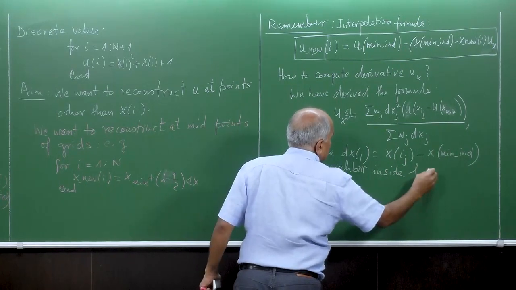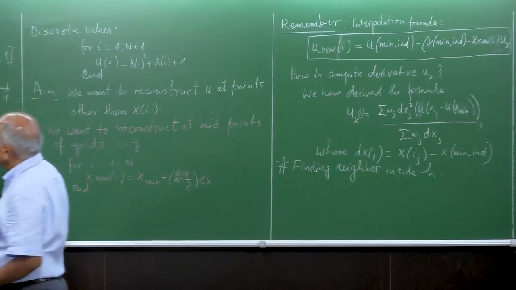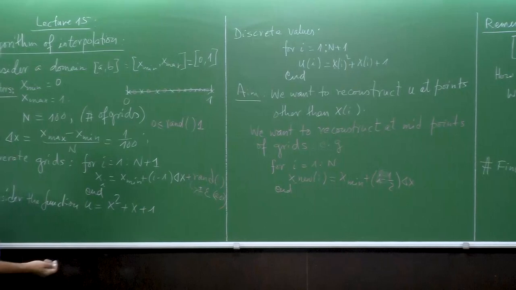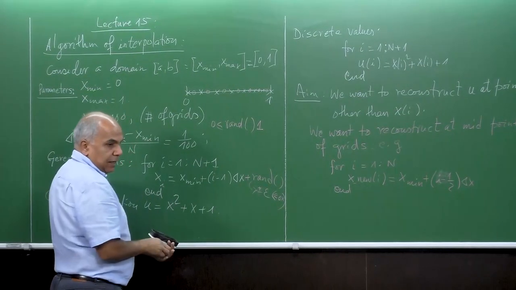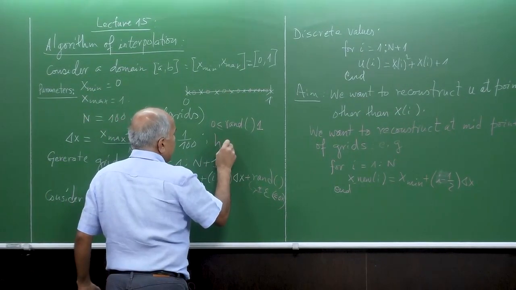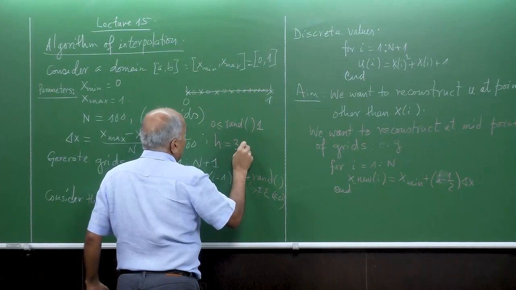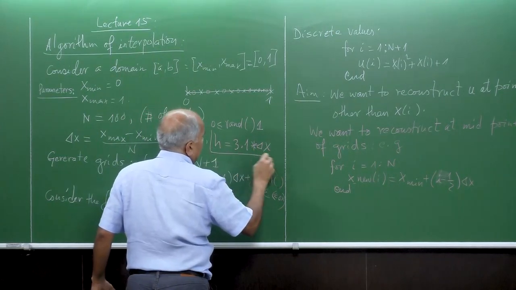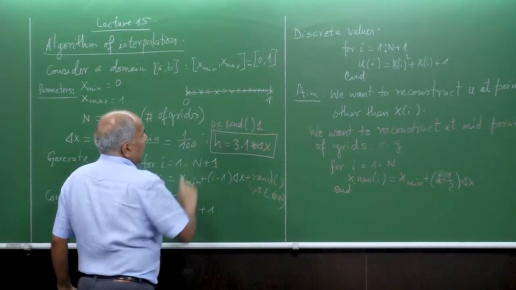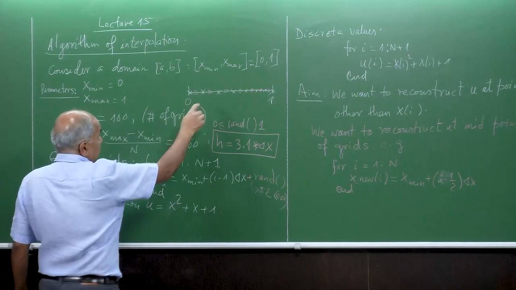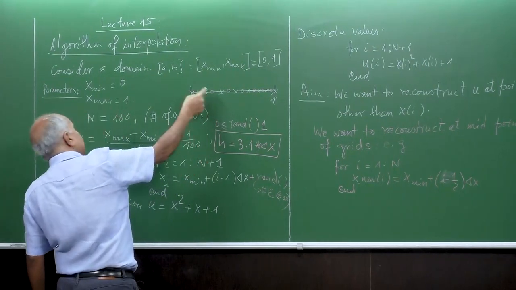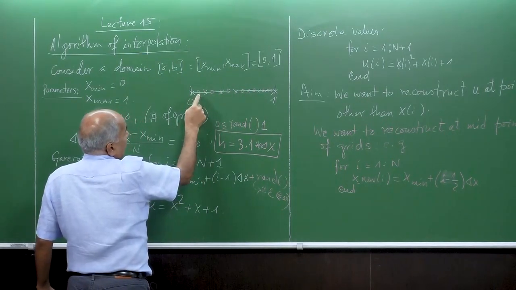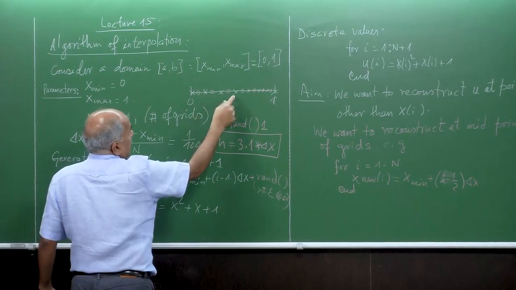So this is our formula, and now finding the neighbor. Inside the edge, we define what our edge is. Here I define the edge to be equal to 3.1 times delta x. Suppose I have taken my edge as 3 times delta x. If I am sitting here, I'll have three neighbors here, but when I am sitting here, I may have only one neighbor on one side and three neighbors on the other, four neighbors in total.